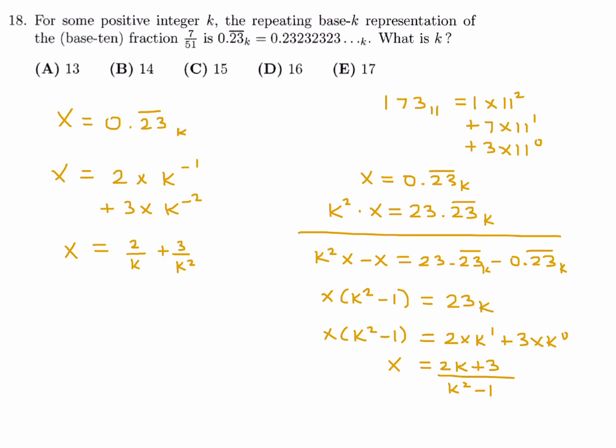And x, we know, is equal to this right here. But the question tells me that in base 10 it's equal to 7 over 51. So this, in base k, is this, but in base 10 is 7 over 51. So I can put that 7 over 51 here. And that will allow me to solve for k. So there we go.